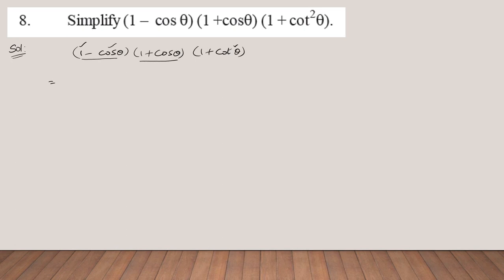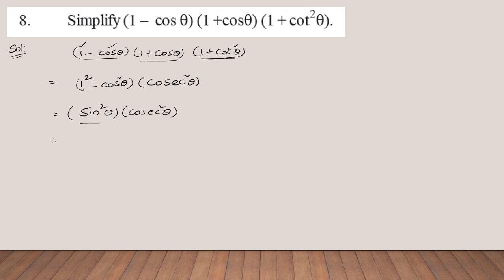So a minus b into a plus b I can write as a square minus b square. So 1 square minus cos square theta into 1 plus cot square theta. So it is looking like an identity, right? So 1 plus cot square theta I can write as cosecant square theta. Now 1 square is 1, so 1 minus cos square theta is sin square theta. So from the identity, sin square theta into cosecant square theta.